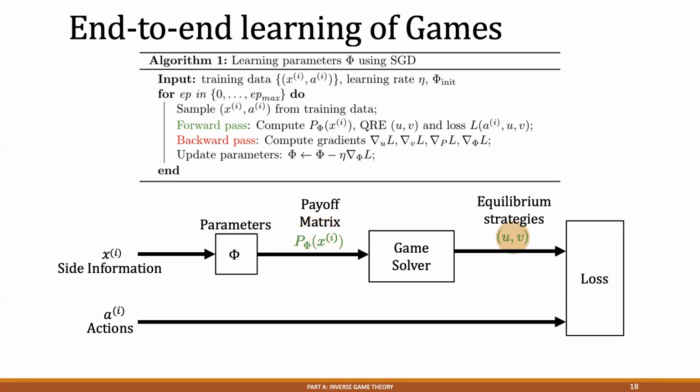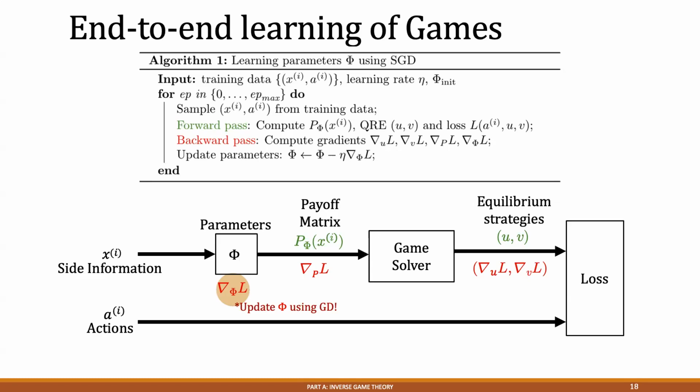And then once we do have the payoff matrix, we're going to pump this through the game solver, and this is going to spit out the equilibrium solution of that particular game. In this case, given by U and V. And once we have that, we can compare that to the actions that were actually observed. We can compute a loss, and then we can propagate gradients backwards all the way through this game solver and to the parameters. And once we have that, we can update our parameters phi using gradient descent.